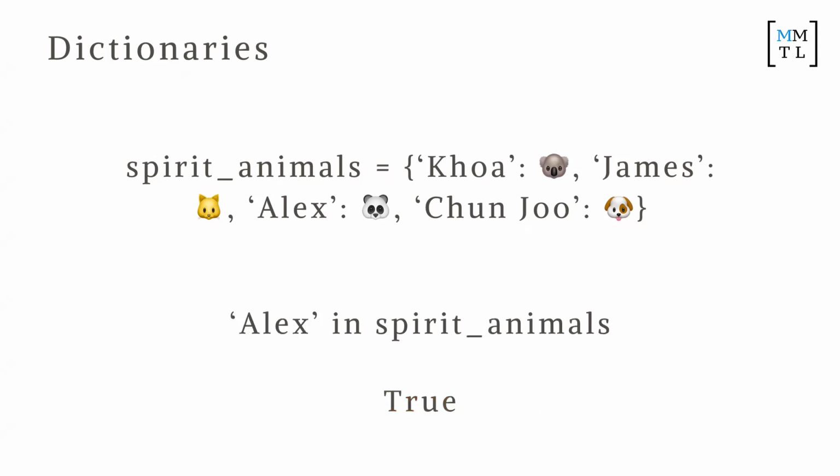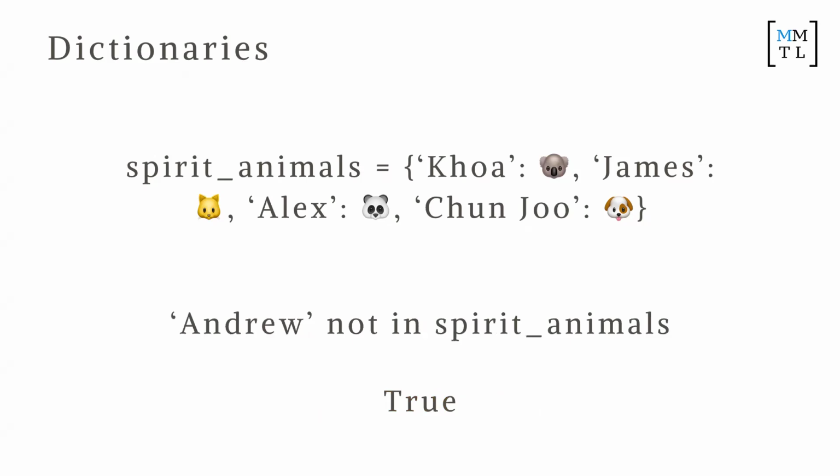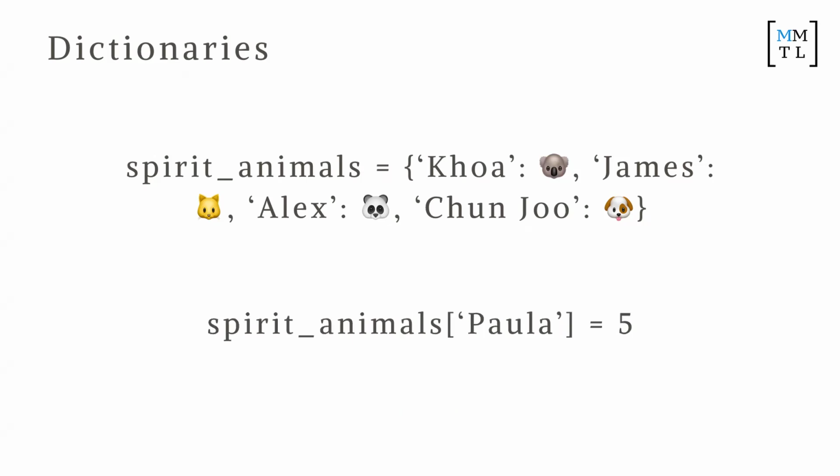All right, other things you can do as well. So remember, we managed to look for the apple, banana. We asked if 'a' is in fruit, right? We can also do the same thing, which is create a Boolean, which says 'Alex' in spirit_animals, and this will be true. Okay? If, for example, we say 'Andrew' not in spirit_animals, this would also be true, because Andrew is not in spirit_animals as a key. Does that make sense? Perfect.